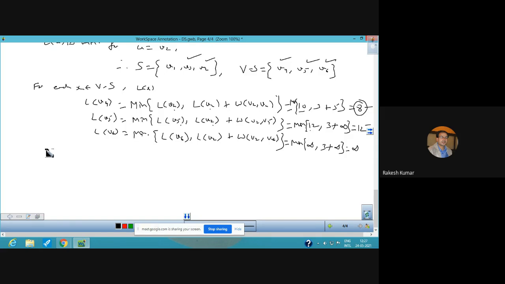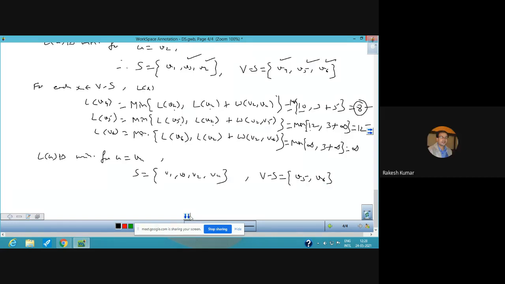So L(U) is minimum for U equal to V4. Hence, S can include V1, V3, V2, and V4. Now, 4 vertices have been included in S. And so, V minus S will be left with 2 vertices only, V5 and V6.